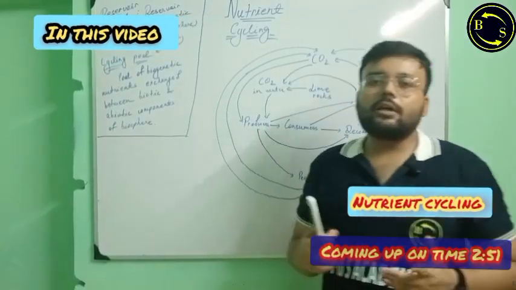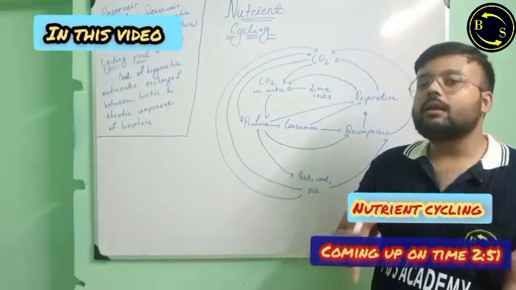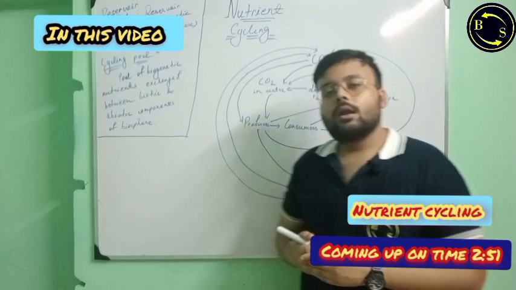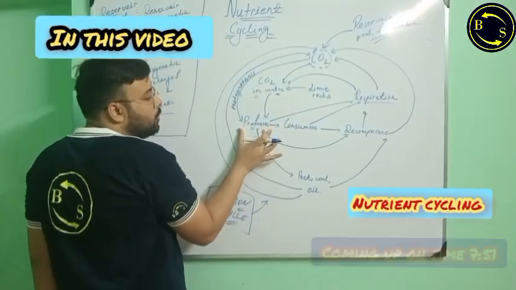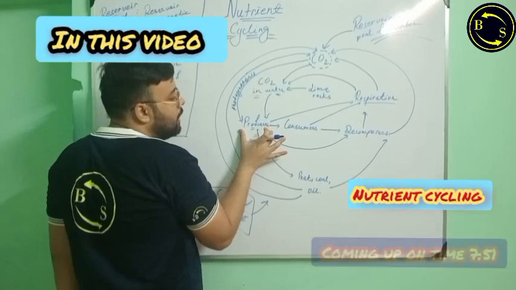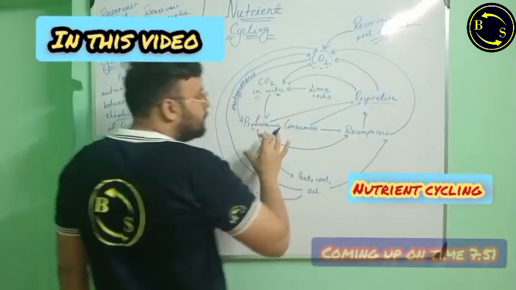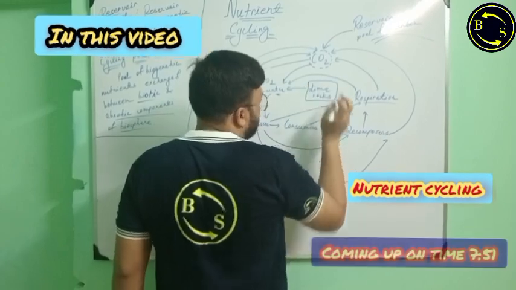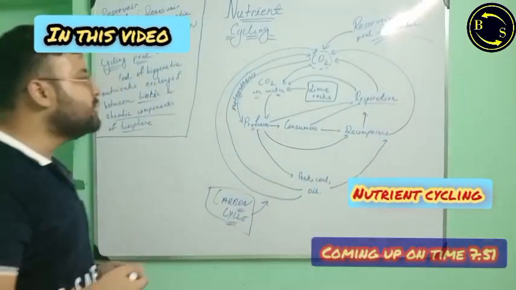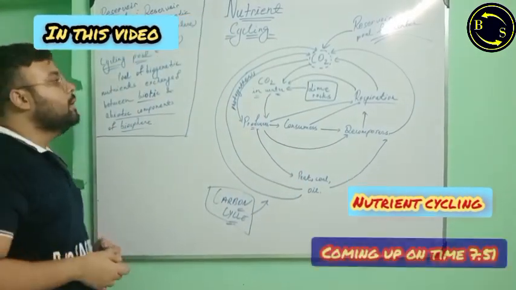Reservoir pool is the reservoir of all the biogenetic nutrients or the resources. And aquatic plants absorb those dissolved CO2, those dissolved carbon, and this is again repeated. Okay. Some limestone caves contain the lime rocks in the form of stalactites and stalagmites.